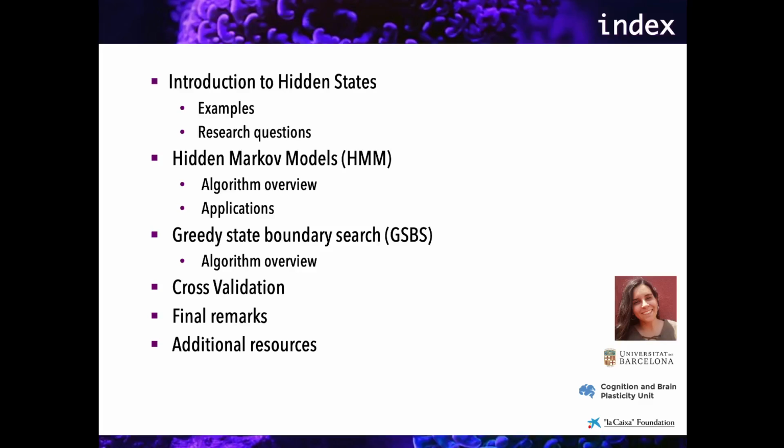I'll give you a brief math overview of this algorithm, and also show you some applications of this model in neuroscience. Then I will introduce you to a recently proposed method that can be used as an option to hidden Markov models in certain applications, called the greedy state boundary search method. Again, I'll give you a brief math overview of this model, and then I will finish by giving you some remarks on cross-validation.